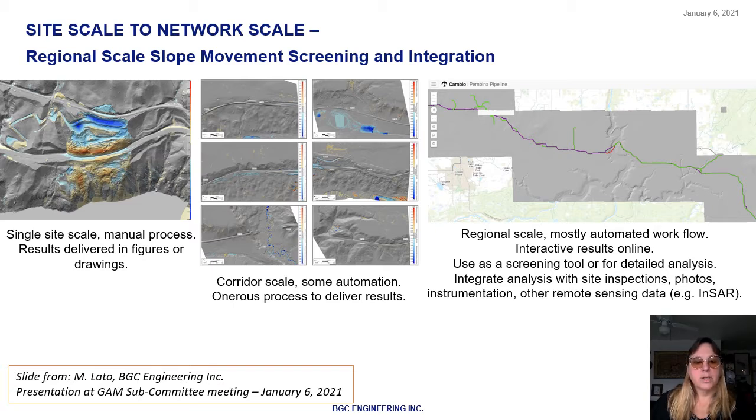So on this image, you can see from the left side a highly detailed change detection result from more localized site-specific analysis across to corridor scale in the center through to regional scale on the right. And what Matt talked about was using this as a screening tool, and increasingly we're able to also use these larger regional scale data sets for detailed analysis as we work out the processes at that more local site scale.